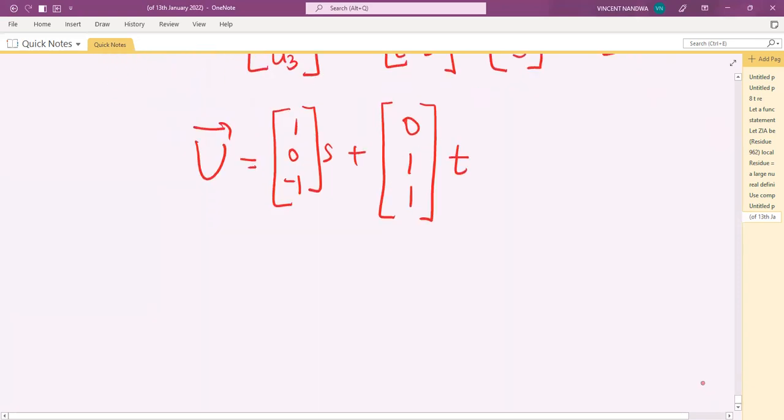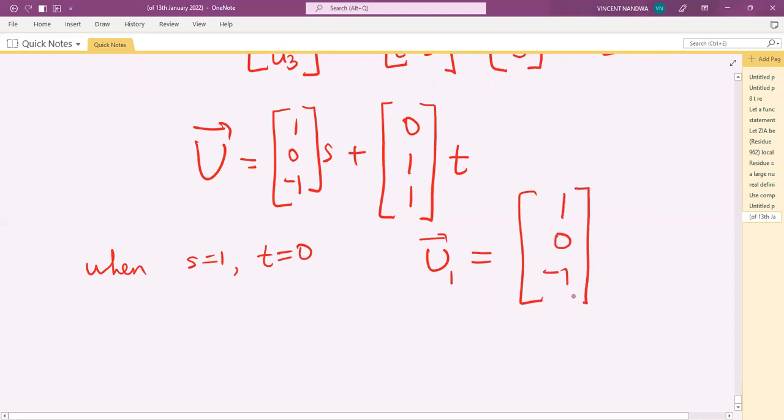And so when S is 1, T is 0, we have U1 to be the vector 1, 0, negative 1. And then when I let S be 0, T be 1, then U2 will be the vector 0, 1, 1.